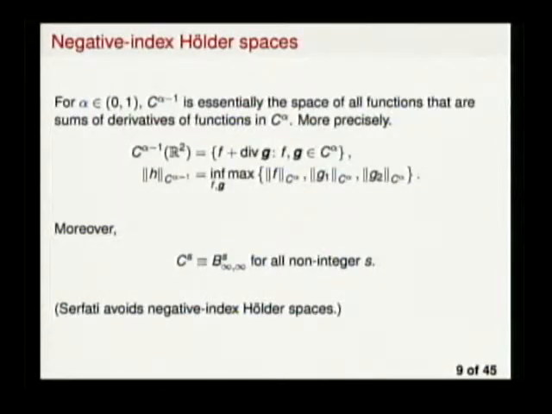spaces. All right, so negative index Hölder space, you're in C alpha minus 1 if alpha is between 0 and 1. Okay? And remember, I fixed alpha strictly between 0 and 1 for the whole talk. So it's essentially the space of all functions that are derivatives or sums of derivatives of things that are in C alpha. And that's a more precise definition. It turns out that C alpha is equivalent to a certain Besov space, which is something that Chemin makes a good bit of use of in his approach, but we aren't really going to ever use that fact. I should also say that Serfati avoids negative index Hölder spaces, and that's because of a simple fact I'll point out in a minute, and it avoids some technical complications.